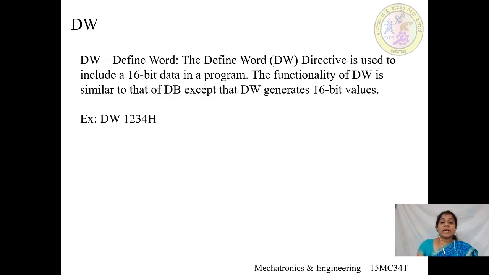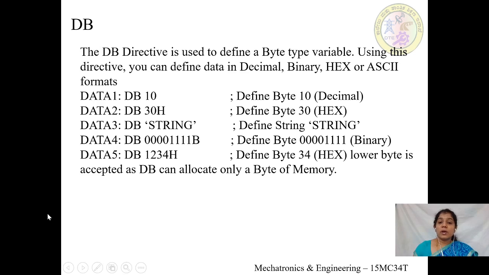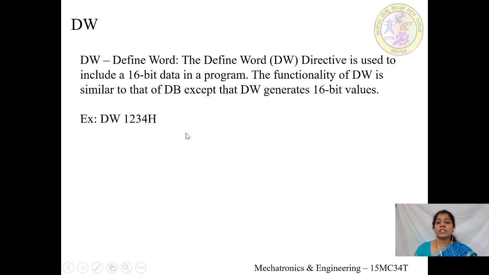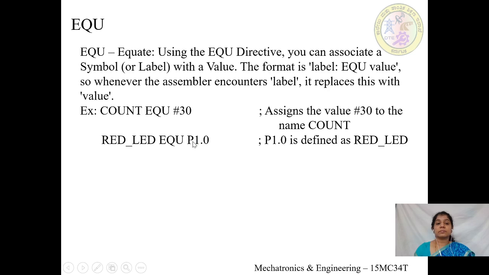The next directive is define word. The define word directive is used to include 16-bit data in a program, whereas define byte is used to specify 8-bit data. This is similar to your define byte. So, define word, example: define word 1234H. This is 16-bit data and its value is in hexadecimal.